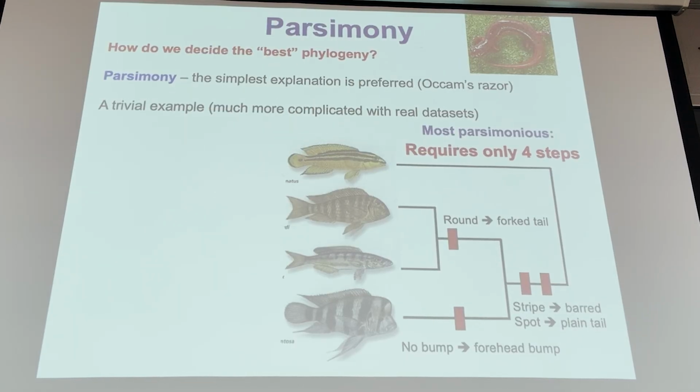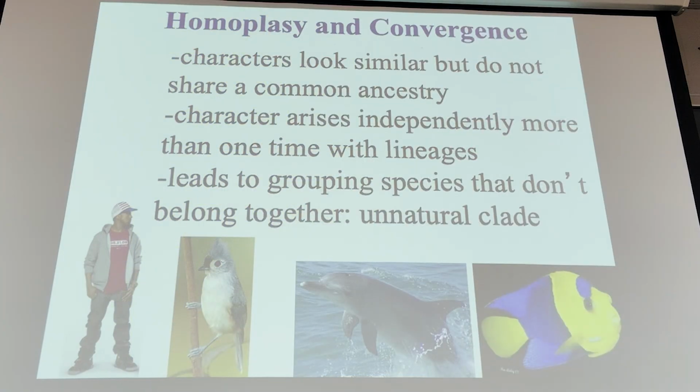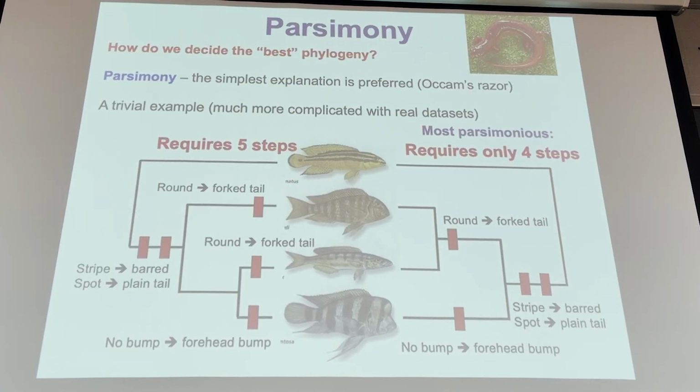So here's a great example. Here's one clade of fish. These are cichlids from Lake Victoria. So they're using these characteristics. Notice it takes 4 steps on this one and 5 on the other one, right? So there are 5 steps on this tree and 4 steps on this tree. So the most correct one for us is the simplest one, the 4-step one, right? This is the one we would accept because it's most parsimonious, or the simplest.